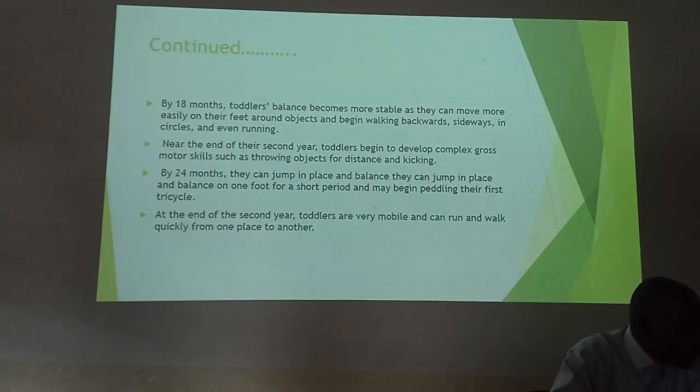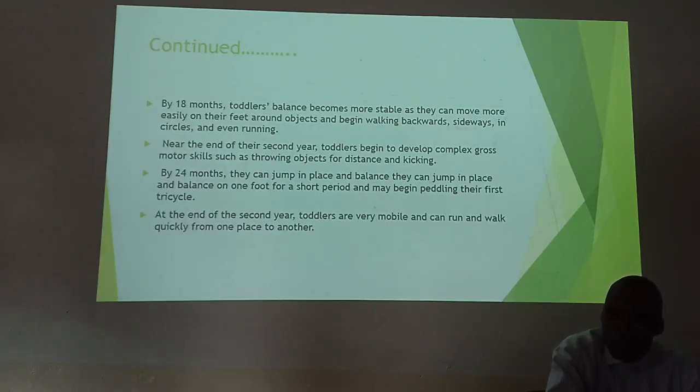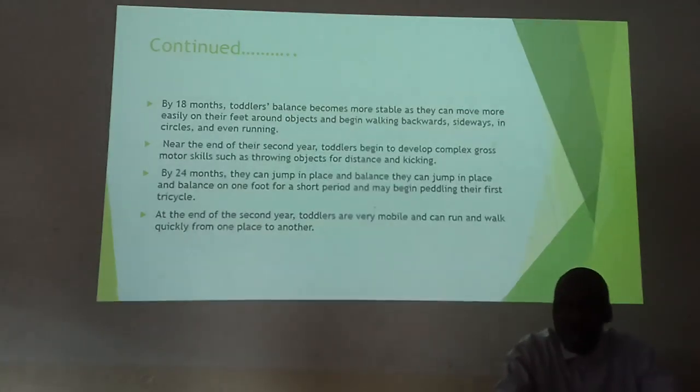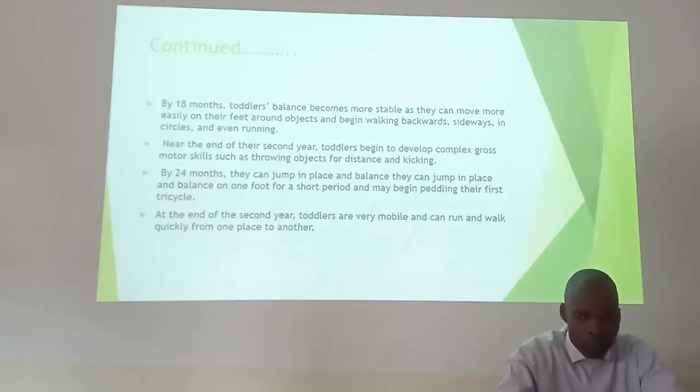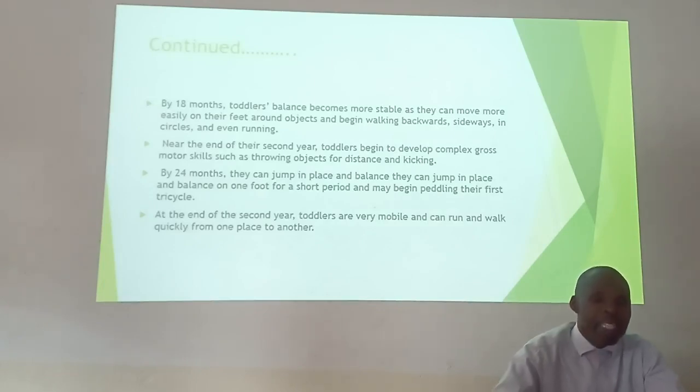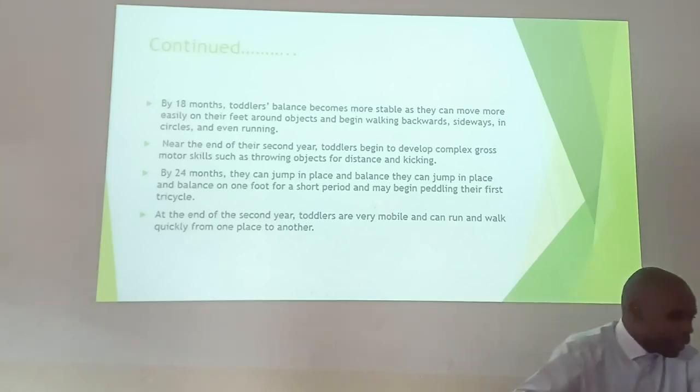By 18 months, toddlers' balance becomes more stable. 18 months, how many years now? 1 year 6 months. 1.5 years.